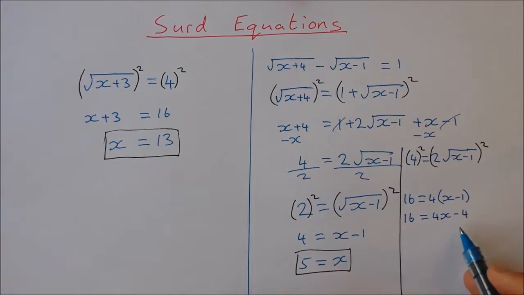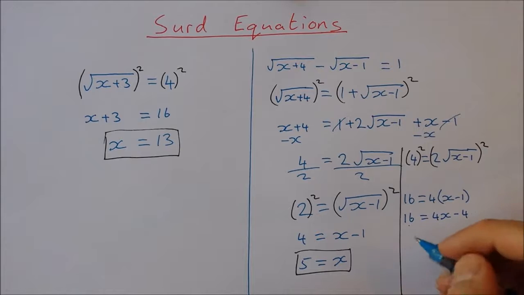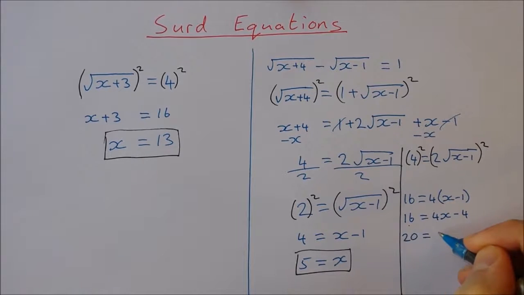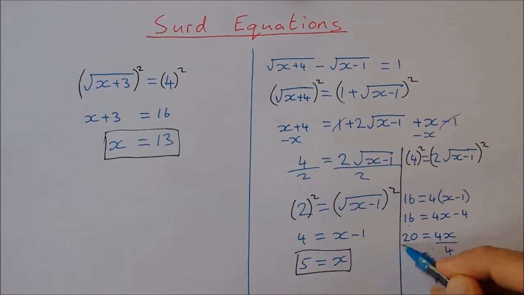Now I'll add 4 to both sides. So 16 plus 4 is 20. And now you see I have to divide by 4. So I end up getting the same answer as x equal to 5. So it's just a couple of methods that you can use there. Both are absolutely fine. So you can use either one.